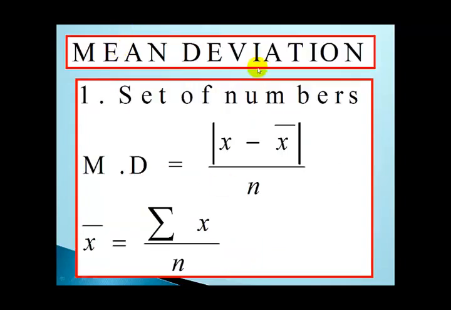Now we have mean deviation. The mean deviation of a set of numbers is given by the magnitude of x minus x bar, summed, divided by n, where x bar is the mean, and the mean is given by summation x, that's the total of the x values, divided by n.